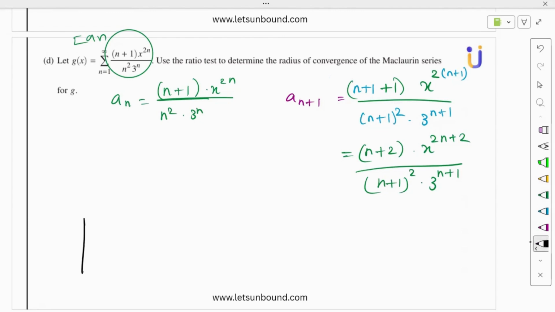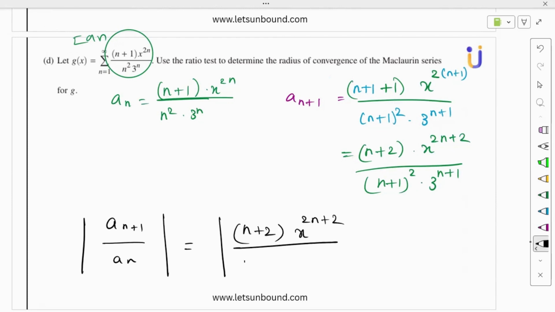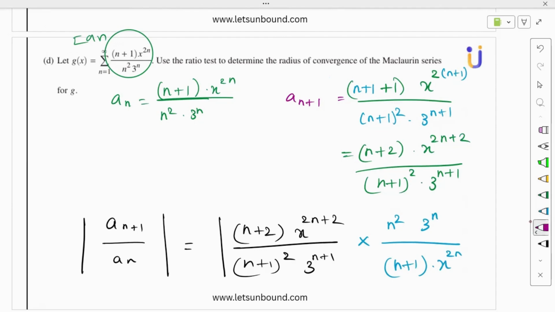Now coming to this ratio, a(n+1) at the top, a(n) at the bottom. So write it first: n plus 2, x power 2n plus 2 divided by n plus 1 the whole square, 3 power n plus 1, times, this should be reciprocated because we need 1 by a(n). So n square will go to the top, 3 power n, then n plus 1 into x power 2n, and simplify this.